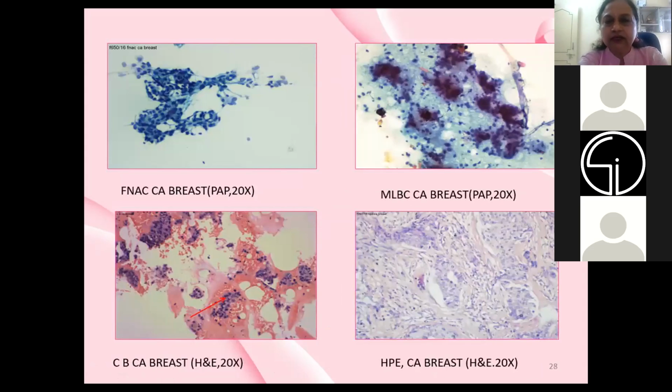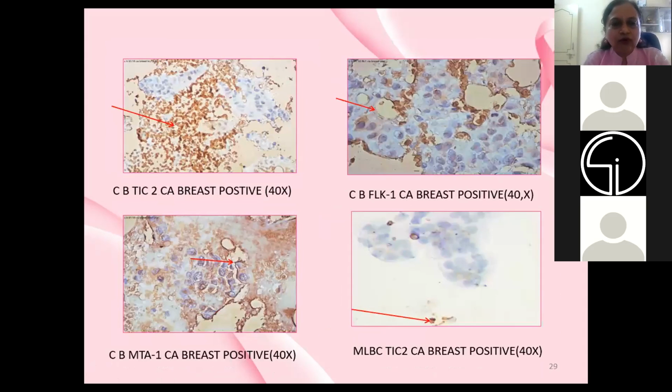Now when we see it in CA breast, how does it look? In the left upper hand, you can see FNAC of CA breast. The right side is MLBC of CA breast, then the cell block of CA breast and the correlating histopathology of the CA breast. And you can see the strong positivity of these markers by the dark brown color, which highlights the blood vessels. So TIC2 in CA breast is positive, FLK1 is positive, MTA1 is positive, and also in MLBC we can see that these angiogenic markers are positive.